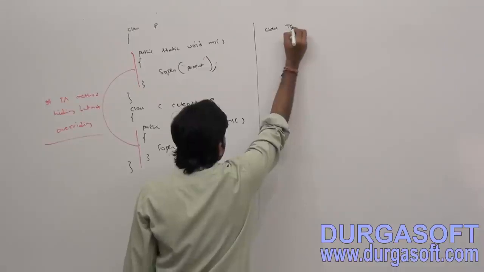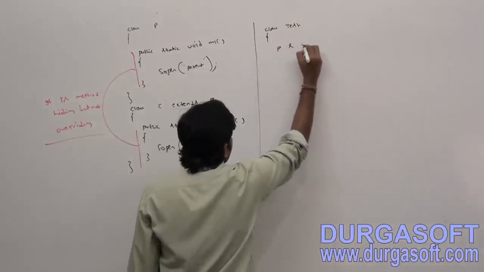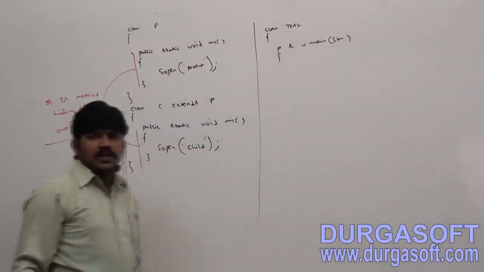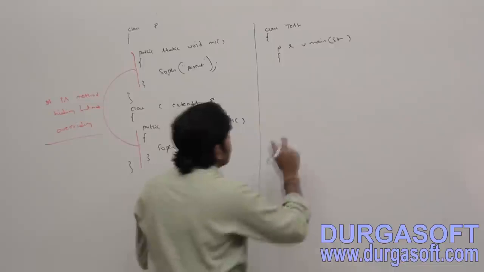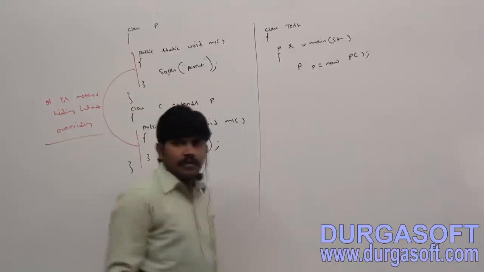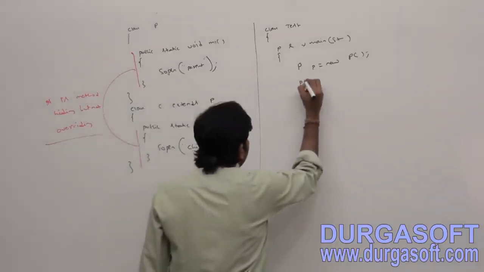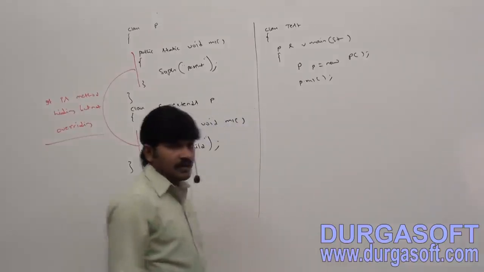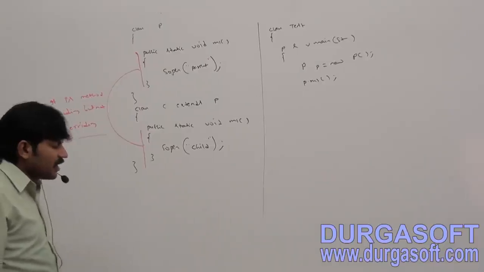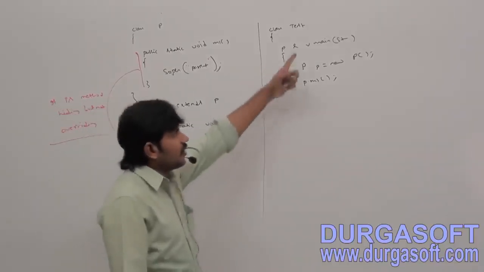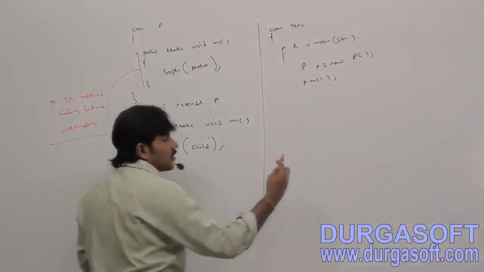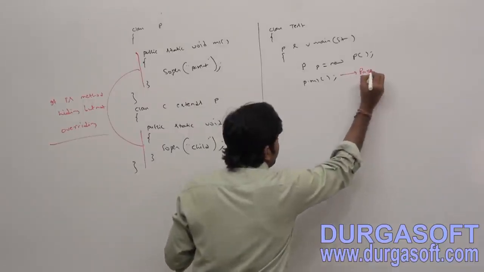Now listen. I am taking class Test with public static void main, String array args. Let me take Parent p is equal to new Parent, and p.m1 method. Which method will get the chance? Parent method, because parent reference, parent object. The output will be parent method.